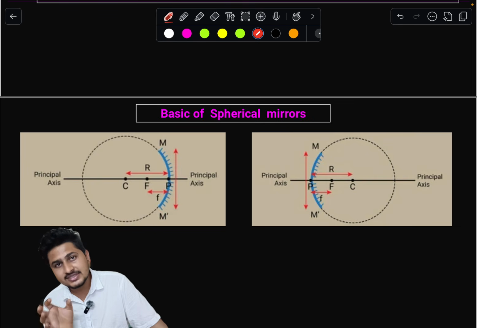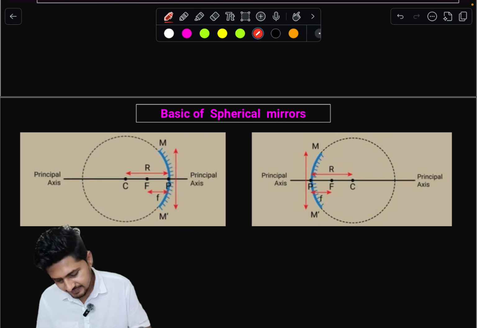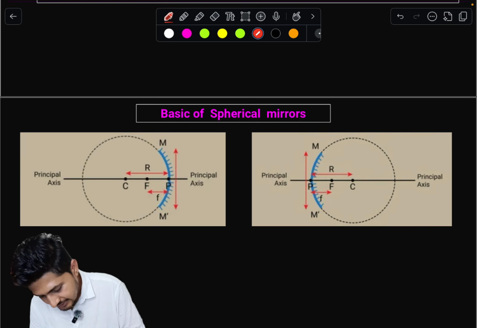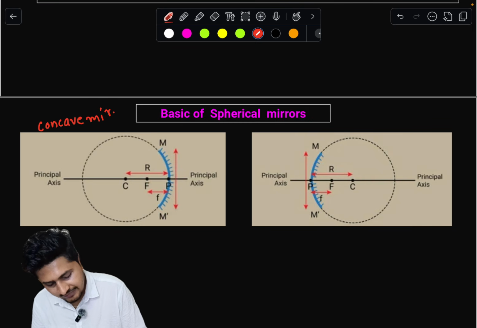Now we can polish inside also, outside also. If we polish outside, then the mirror becomes a concave mirror. If we polish inside, then the mirror becomes a convex mirror. As you can see in this diagram, the blue part we are polishing outside, so this particular mirror is a concave mirror. In the other diagram, we have polished inside, so this mirror is a convex mirror.